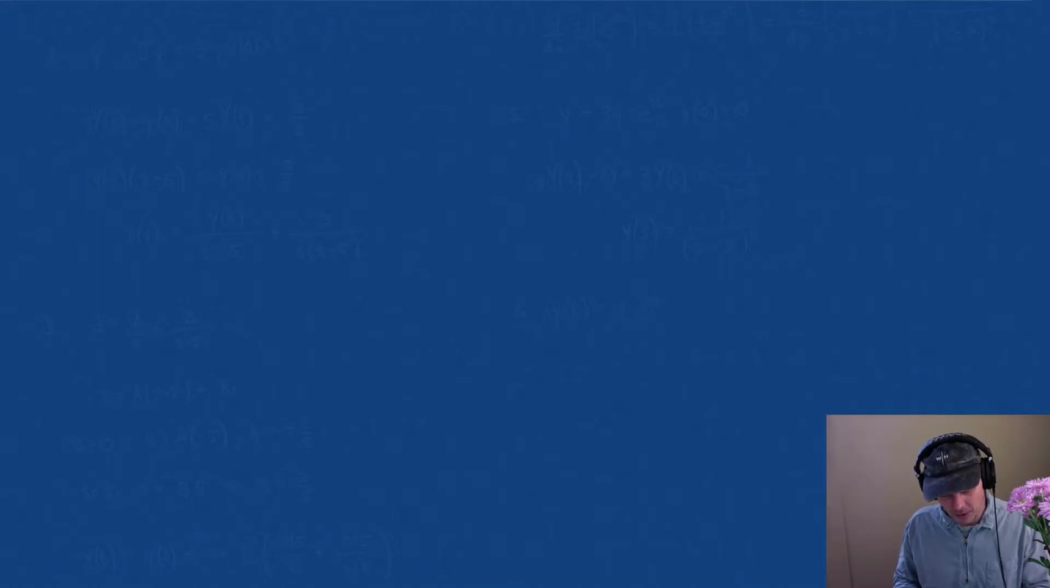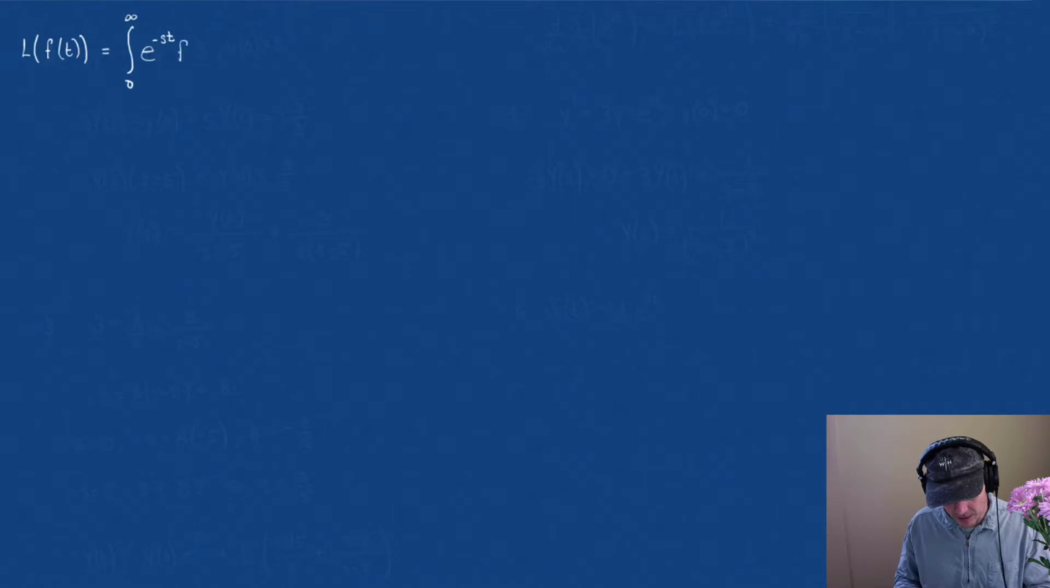Before we do that, let's do a little recall. We've said in general that the Laplace transform of some function f of t is equal to the integral from 0 to infinity of e to the minus st times f of t dt. When you evaluate this, the t goes away, and you're left with a function of s.